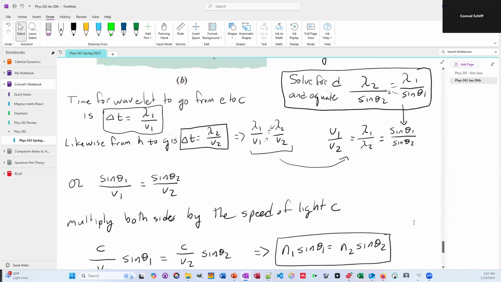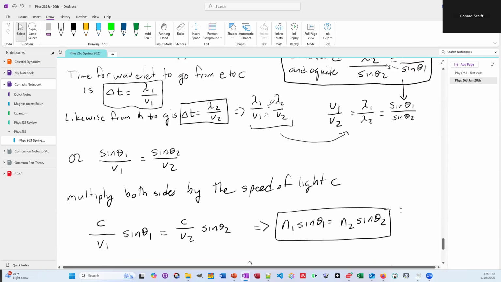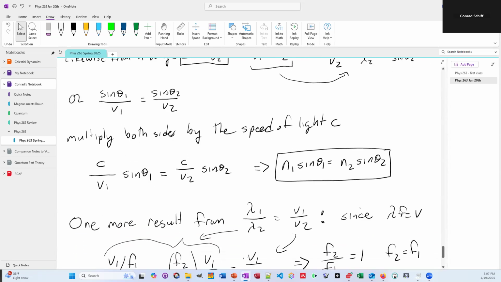Now, we'll just cross multiply again, bringing sine theta 2 onto the same side of the equation as v2 and sine theta 1 with v1. And we get that sine theta 1 over v1 equals sine theta 2 over v2. So it sort of looks like Snell's law, but we like to think of Snell's law in terms of the index of refraction. So to get that, we multiply both sides by the speed of light.